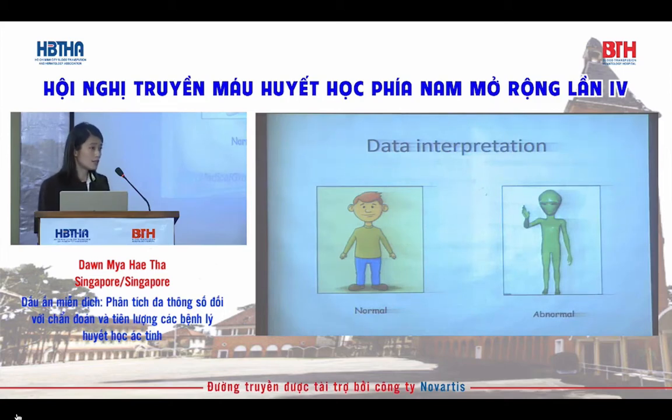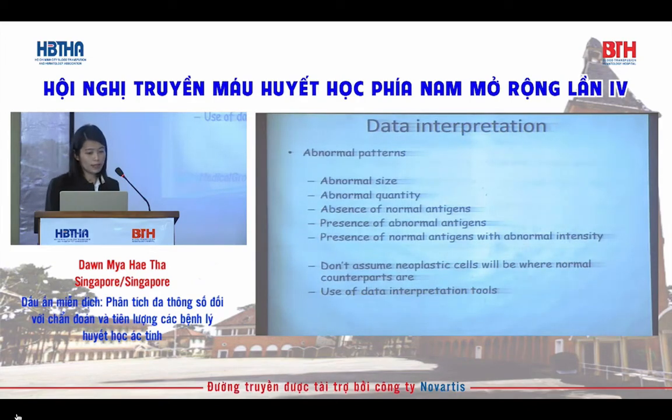So when it comes to data interpretation, it is all about pattern recognition. Dr. Lee has actually emphasized many times in his presentation about comparing the normal pattern against the abnormal pattern. So basically, what is an abnormal pattern? Abnormal patterns mean recognizing abnormal size, abnormal quantity, absence of normal antigens, or presence of abnormal antigens, or presence of normal antigens with abnormal intensity. And again, we cannot assume that neoplastic cells will be where normal counterparts are. So here it will be useful to use data interpretation tools like flow cytometry data analysis software.